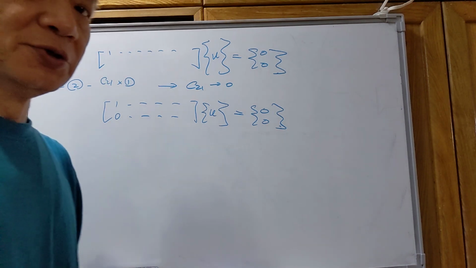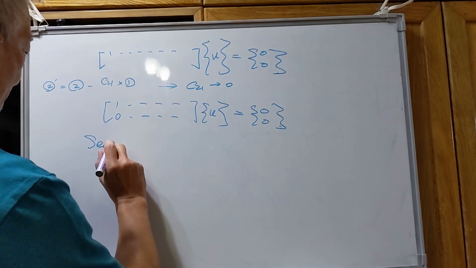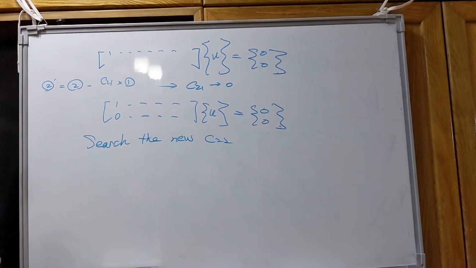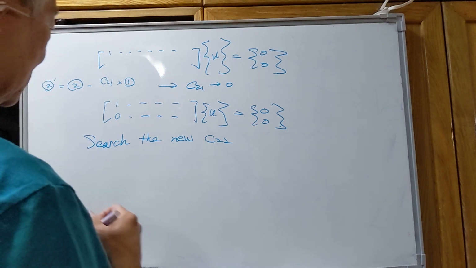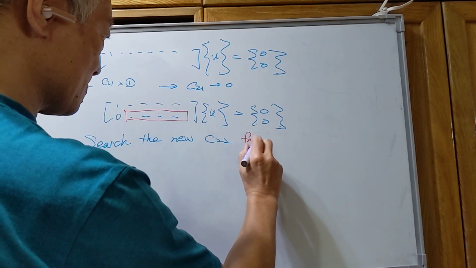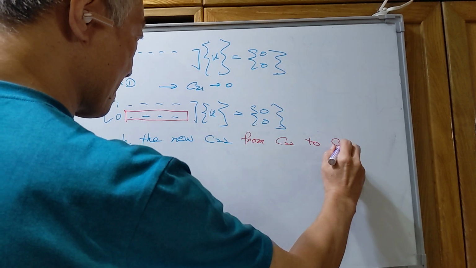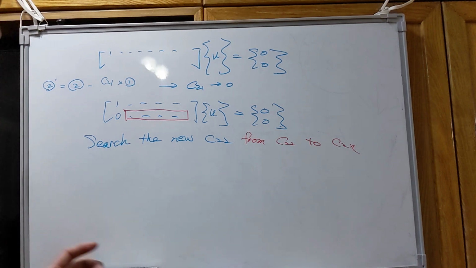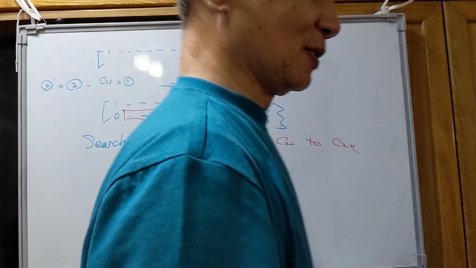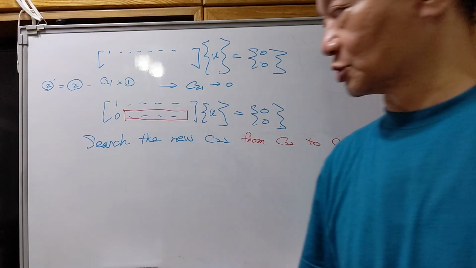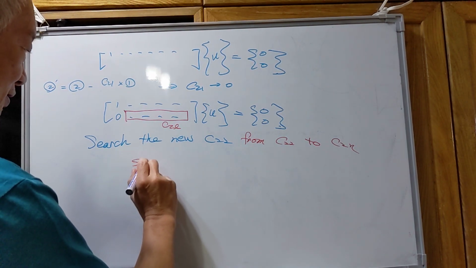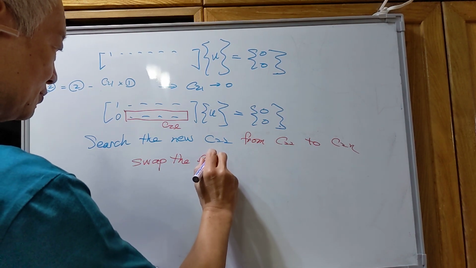Then we need to search for the new C22. We need to search all elements in the second row from C22 to C2n, looking for the maximum absolute value. Then we need to swap. For example, if C2L is the maximum, then we need to swap.